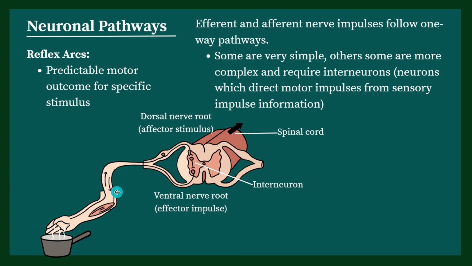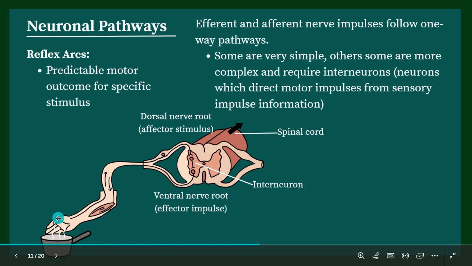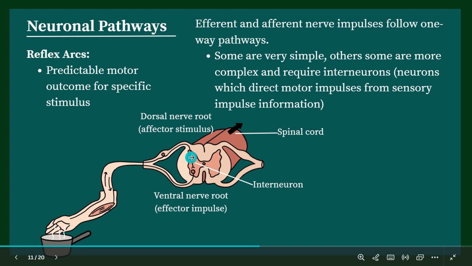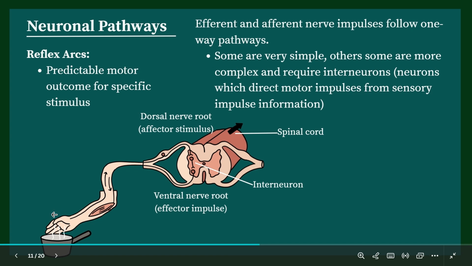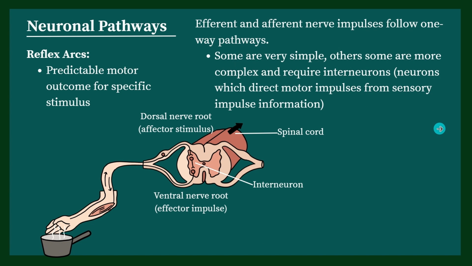Efferent, remember, is the motor part. Afferent is the sensory part. So here's an afferent nerve impulse, and then going back down, that's an efferent. All right, and then we remember the difference between dorsal and ventral. That's how a reflex arc happens. Some are very simple and some are more complex and require more interneurons.